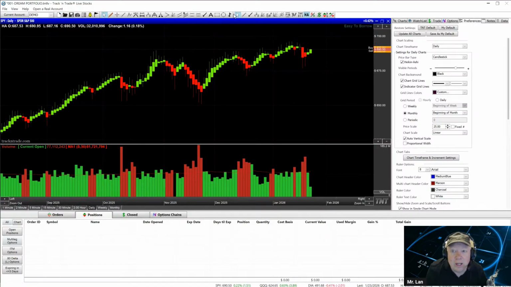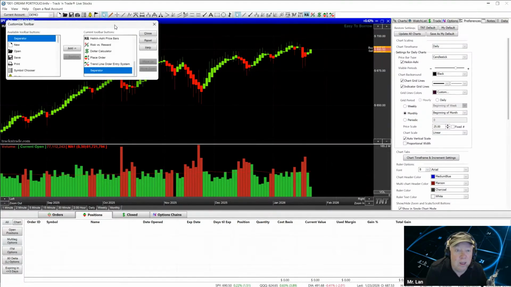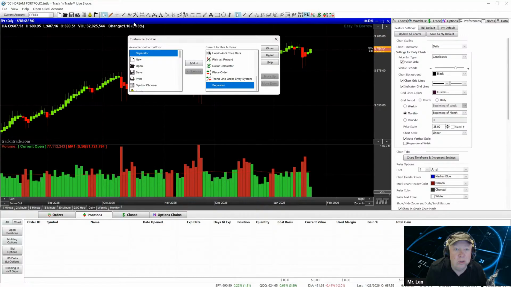If you right-click on that little handle, it opens up another right-click menu, and you say customize that toolbar. Inside there, you've got all the tools that belong on the toolbar, and you can select them and put them in there. Now, you'll notice on my toolbars, I have some duplicates.